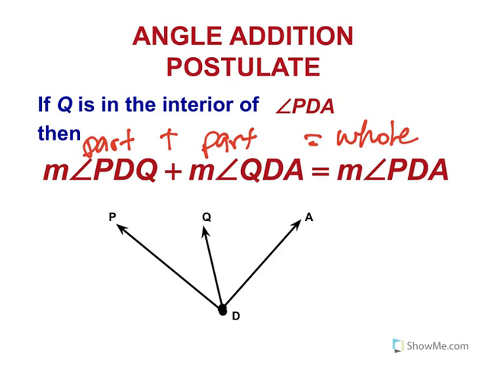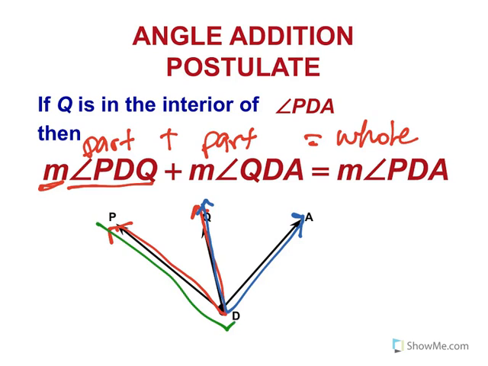Okay, so we've got measure of angle PDQ. We never had vocabulary that talked about angles, did we? And we've got the measure, so the M is the measure of, and the measure, let me do another letter, another color. So the measure of angle QDA is equal to the measure of angle PDA. Excuse me, the whole thing.